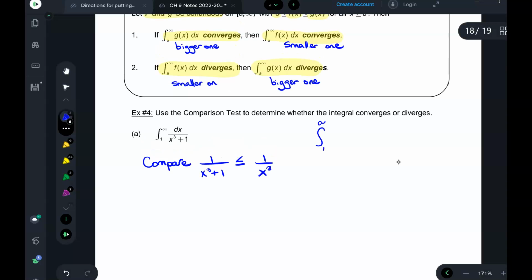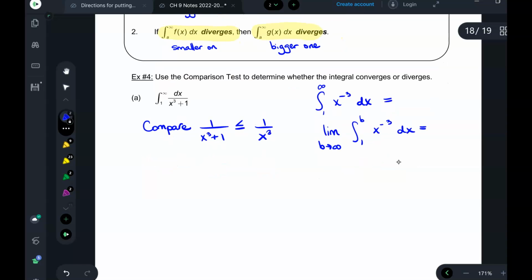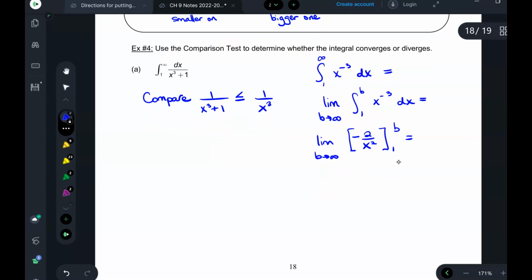We want from 1 to infinity of x to the negative 3 dx. Okay, so I'm going to rewrite this as limit as b approaches infinity of 1 to b of x to the negative 3 dx. So we get x to the negative 2 over negative 2, or negative 2 over x squared, evaluated from 1 to b. Oh, my 2 goes on the bottom, sorry.